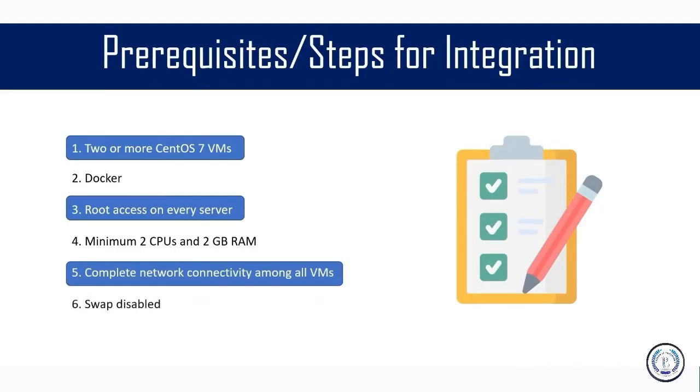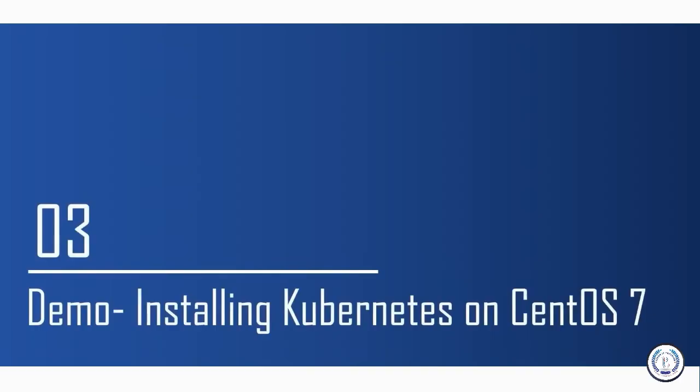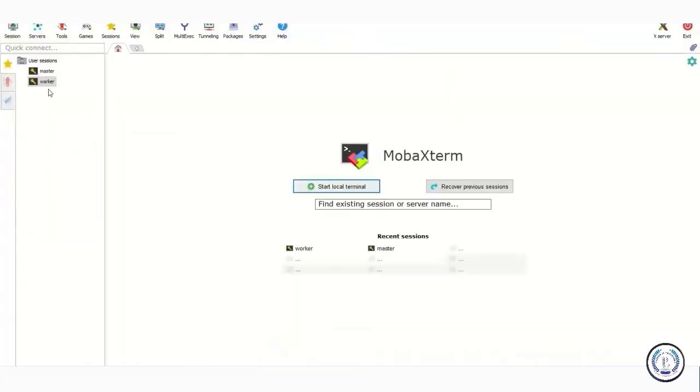And you must have the swap disabled. This is a setting in the OS that can interfere with how Kubernetes operates. So let's go to the demo and see what we can do to get Kubernetes installed on our CentOS 7 system. Here I have two VMs.